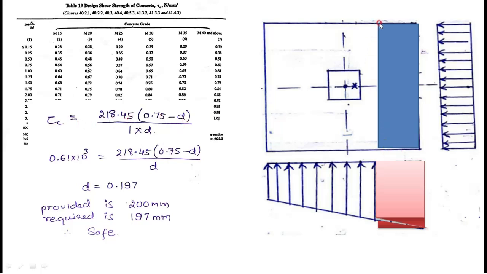But here the critical section as per the IS code is from the face of the column; we need to go at a distance d from the face of the column. But we don't know this d, therefore we will put that d as unknown, because we want to determine that only.